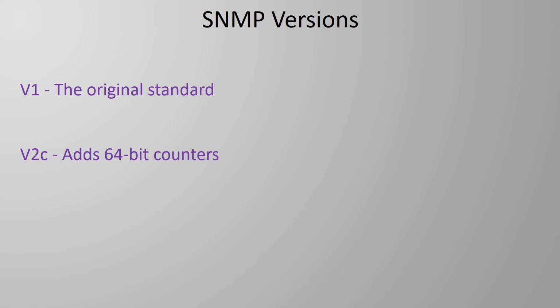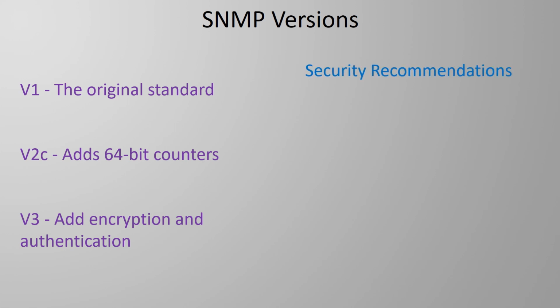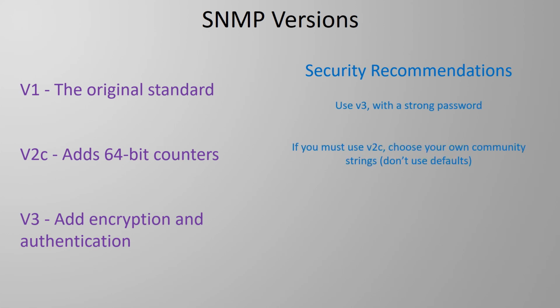So, along came version 3. This now has support for authentication, using a real username and password, as well as encryption to keep everything secure. This makes it so much harder for a bad guy to use SNMP to steal information about our network. So, for security, you really should be using version 3. Version 2 is still very common, so if you must use it, at least choose your own community strings rather than using the defaults. It's easy for a bad guy to use the defaults and collect information about your network.